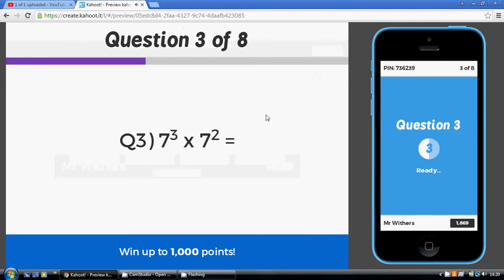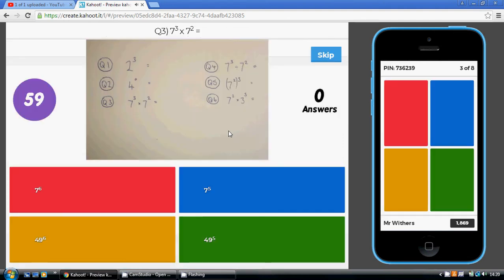Question 3. So when we are multiplying, we add the powers. So 3 add 2 equals 5. So it's 7 to the power of 5.